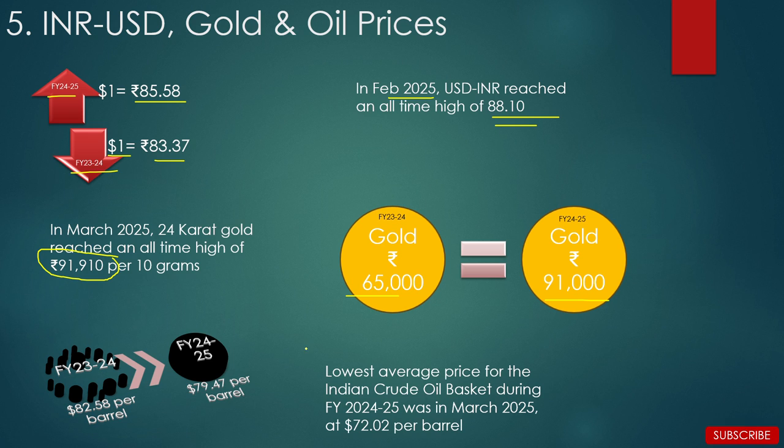Let's check out the oil prices. The oil prices by the end of financial year 23-24 were around $82.58 per barrel. By the end of the last financial year, it came down to $79.47 per barrel. So at least one good thing for the Indian economy, I guess. It touched $72 per barrel as well in March 25. So it's on a downtrend, and I think it's good news for the economy.